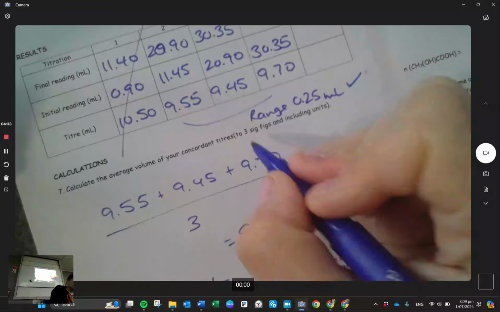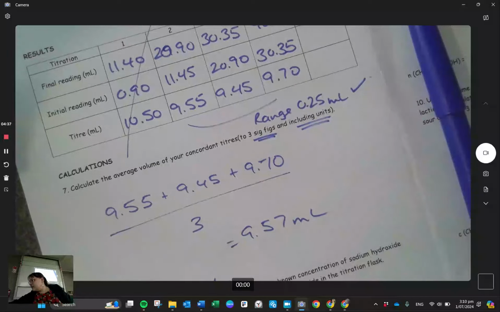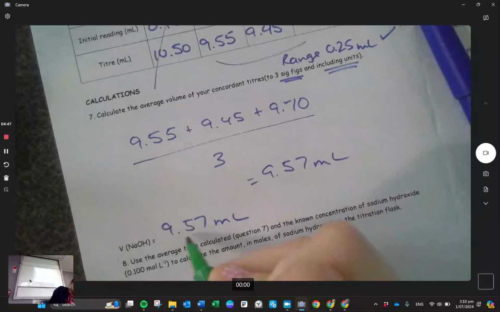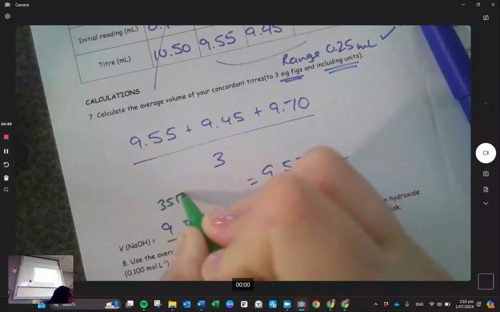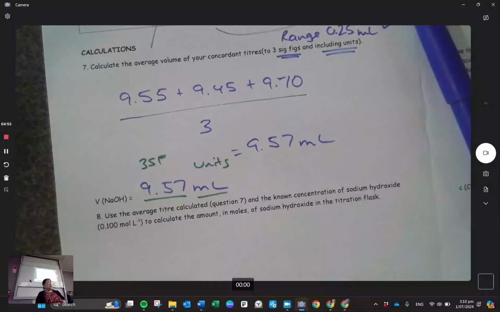Now, something to keep in mind, this one does say 3 sig figs, including units. So those are things I'm looking for the merit. I always note it when I want it because that's when I need it for your assessment. Let me just find my green piece of, there we go. So 3 sig figs, and that's my units. Cool?